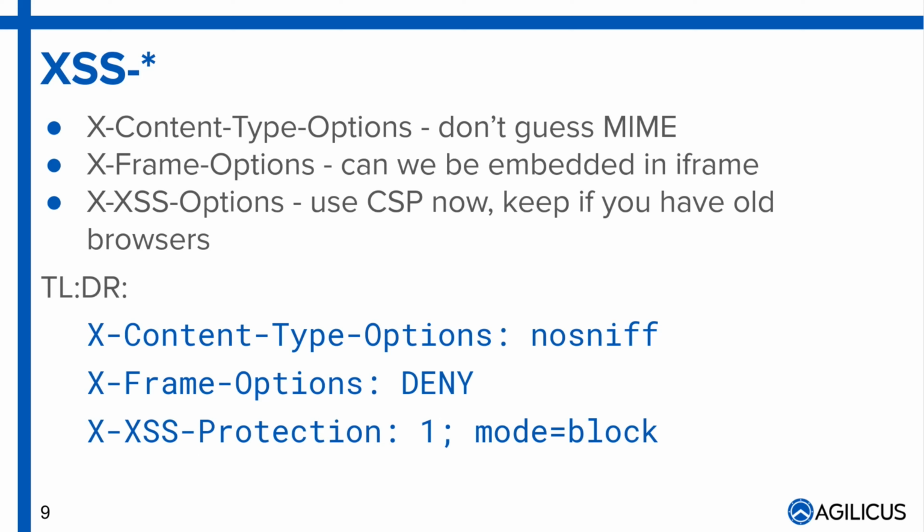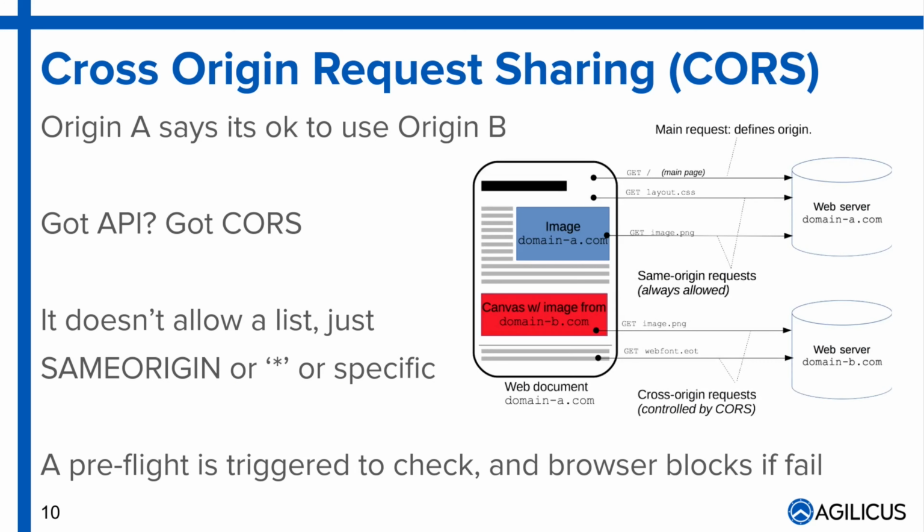If you just set these headers: X-Content-Type-Options is nosniff, X-Frame-Options is deny, and XSS protection is 1; mode=block. If your site still works like this, then move on. If it doesn't work, try to fix it so it does work like this.